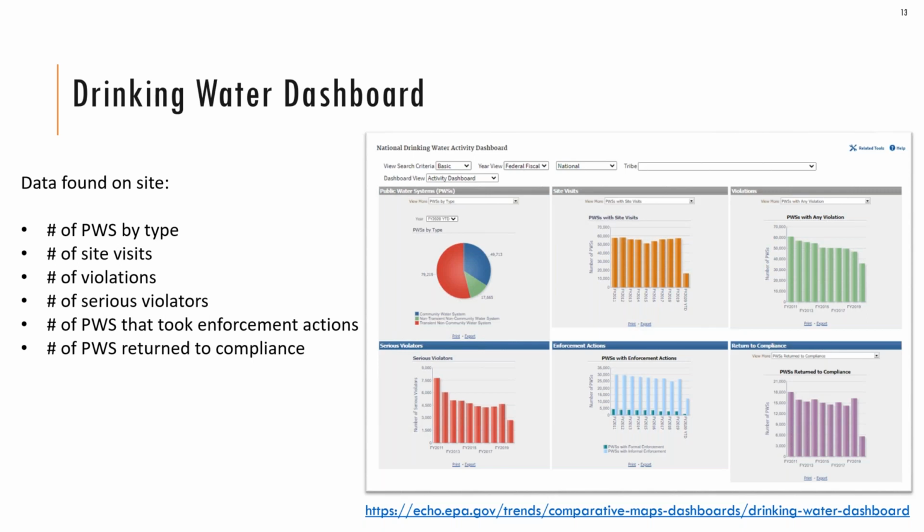As you can see from the screenshot, you will first find 6 panels, which show data on the number of public water systems by type for a given year, the number of public water systems which had site visits, so sanitary surveys, how many violations were reported during that year, the number of serious violations or violators, the number of enforcement actions taken against public water systems, and how many systems returned to compliance. Some of these panels have additional drop-downs to refine your search.